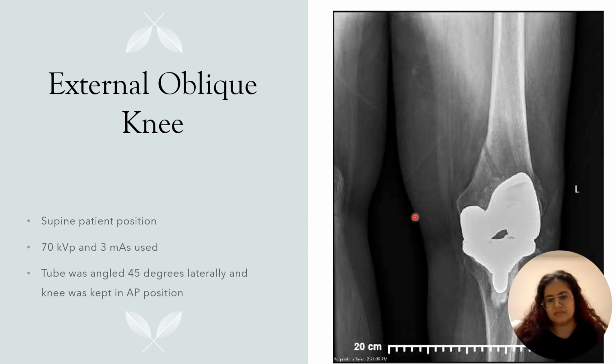For this, again, the patient could not rotate, could not move, nothing like that. So we kept the patient supine, we kept that leg in the AP position, kept that knee in the AP position. The technical factors used was 70 kVp and 3 mAs. So for kind of like the medial oblique, but the tube was angled 45 degrees laterally while the knee was kept in the AP position.